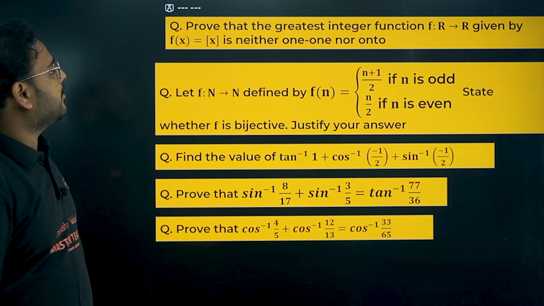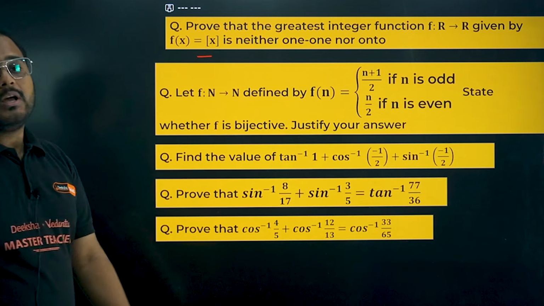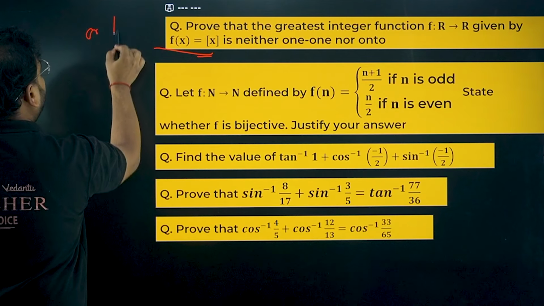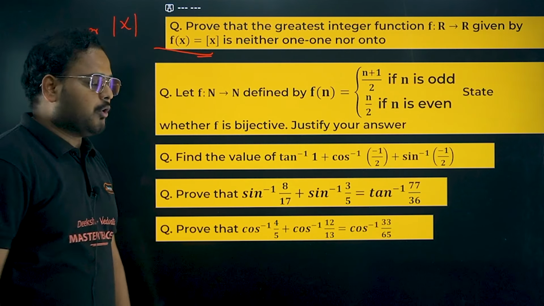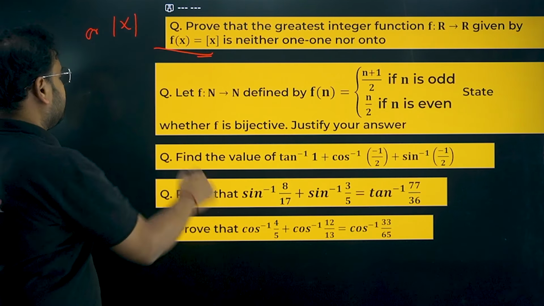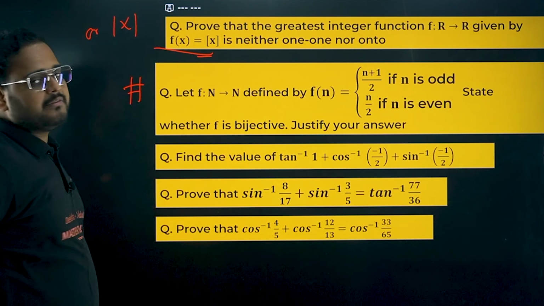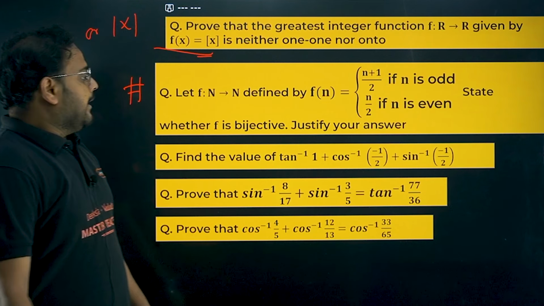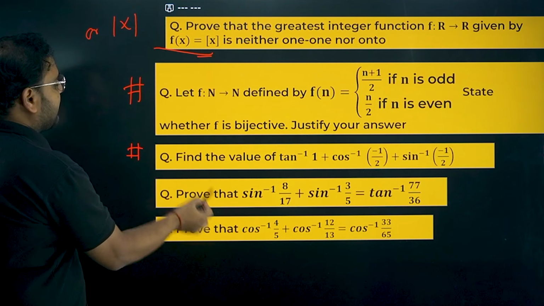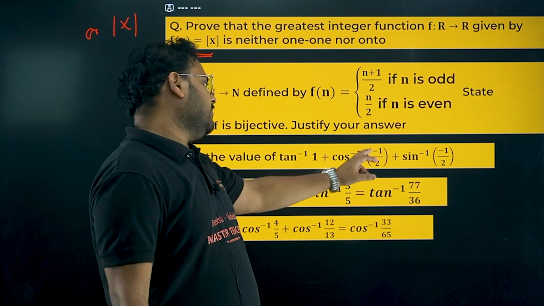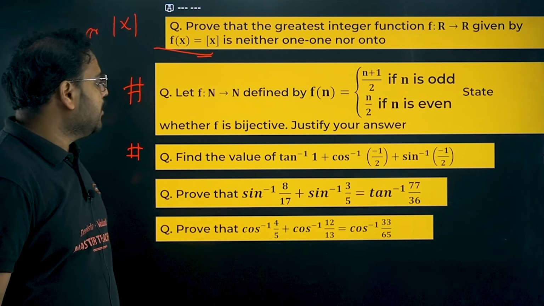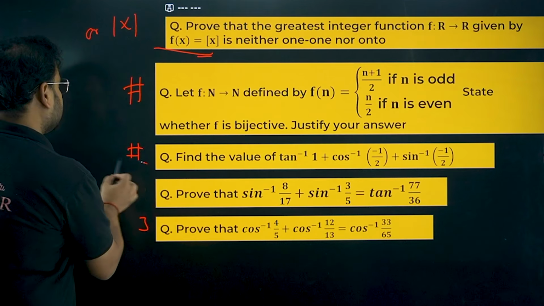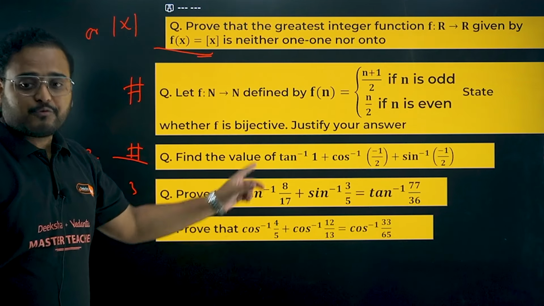Please check. Again, for GIF, I've taken either one-one onto function. Then this can also be asked for modulus of x, okay? Not one-one, not onto. Here, this also is an important question for one-one onto. Bijective, you have to justify. It is going to be only onto, not one-one, okay? Next up, this question is also asked in the 3-mark category. Find the value of tan inverse 1 plus cos inverse of minus 1 by 2, sin inverse of minus 1 by 2. Here also this is a 3-mark question. This also is a 3-mark question. This is a 2-mark question actually. This is for comfort, 2 marks. Okay, I've solved all of these.